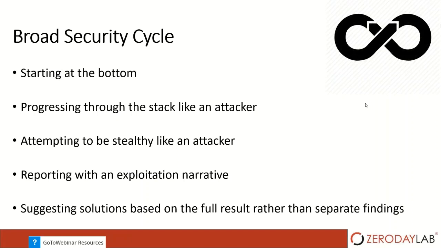For example, we have the broad security cycle. We start at the bottom. We look through your application. We look through your network. We look through your apps. We find the issues. We report the issues. And we not only report the issues, we also report our solutions. We follow through with what we think the best way of fixing your issues is. We then give you the report.